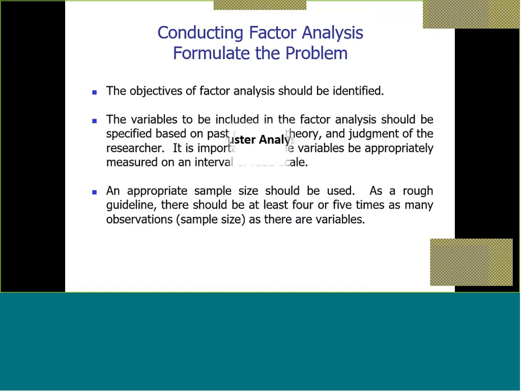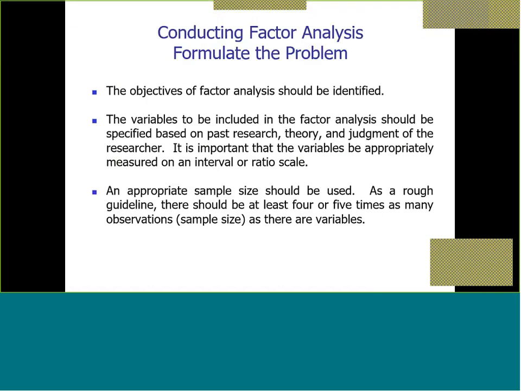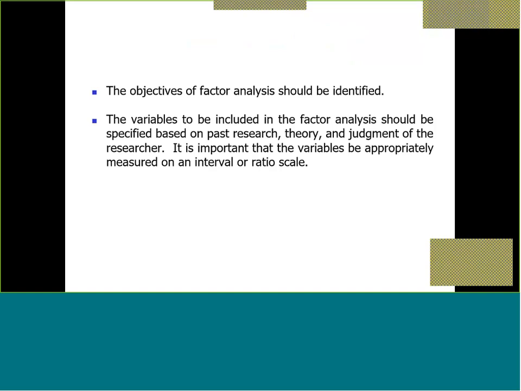The important points: the object of factor analysis should be identified. That is the first point. The variables to be included in the factor analysis should be specified based on past research, theory, and judgment of the researcher. It is important that the variables be appropriately measured on an interval or ratio scale. That's an important one. And an appropriate sample size should be used. So these points we should remember in factor analysis.